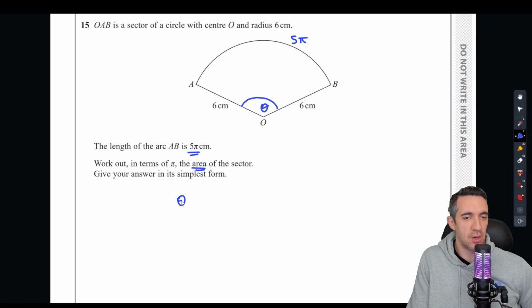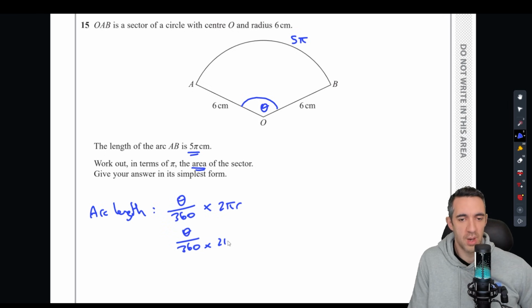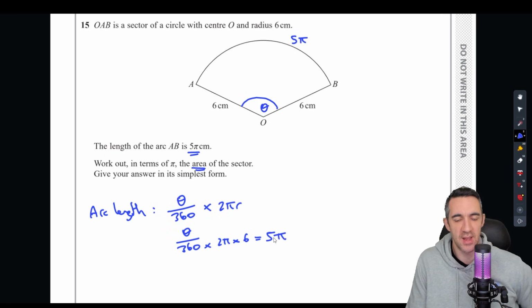So we would normally do theta over 360 times 2 pi r. That's our arc length. This is arc length stuff. So this is our arc length formula, if you like. So here, if I fill in what I know, I have theta over 360 times 2 pi times 6. But I know the answer is supposed to be 5 pi. Right? So we just solve this. So the pi's go. That makes things a bit easier.